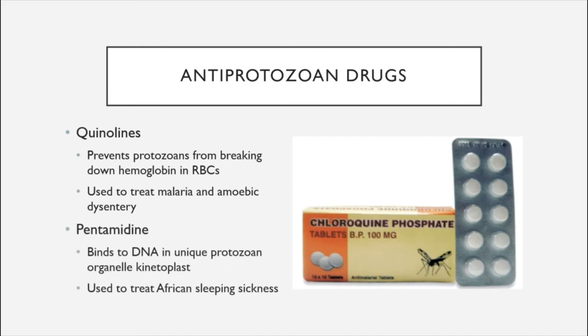Pentamidine is another antiprotozoan drug, and it functions differently than the quinolones. It binds to the DNA found in an organelle that is unique to protozoans called the kinetoplast. This is used to treat specifically African sleeping sickness caused by the trypanosome, Trypanosoma brucei.